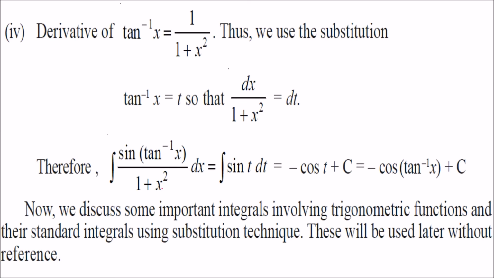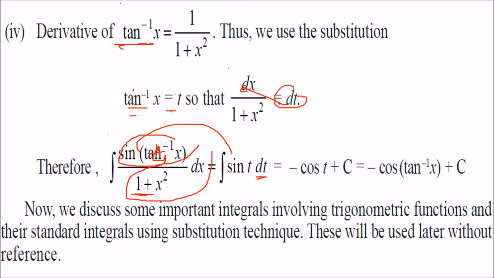How about this? We know that when we differentiate tan inverse x, it will be 1 by 1 plus x square. So if you take tan inverse x equal to t, dt by dx will be 1 by 1 plus x square. Take dx here, so dx by 1 plus x square becomes dt. And tan inverse x is t, so this will be sin t. Sin t integral we know, minus cos t. T can be replaced by tan inverse x. This is how we solve it.